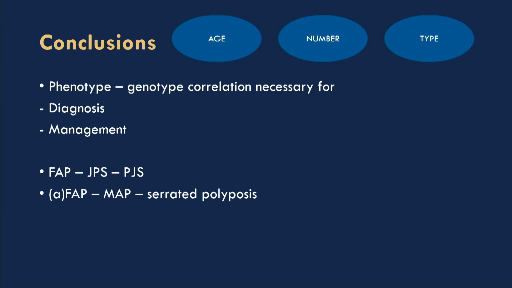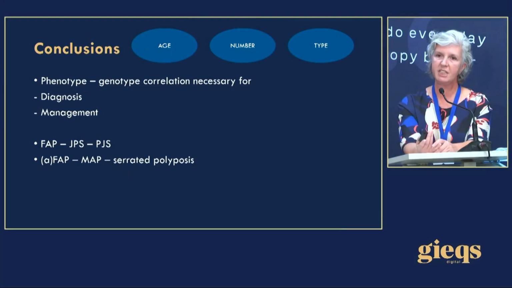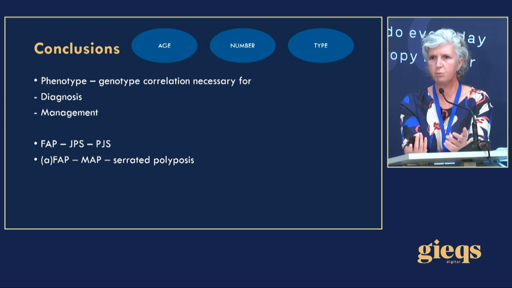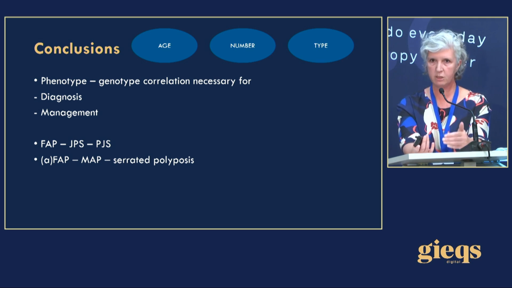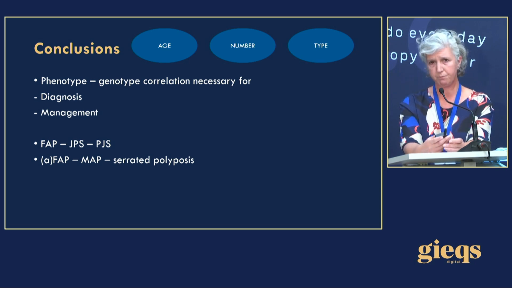So in conclusion, you really need to make a genotype correlation for the diagnosis of your patient and for the management. Please do not perform unnecessary surgery in patients that don't need it. You need to know type, number of polyps, so check other old colonoscopies and age of your patient. In childhood, you have to distinguish FAP from GPS and PGS. And in adulthood or early adulthood, you have to check for attenuated FAP, MAP, and serrated polyposis.